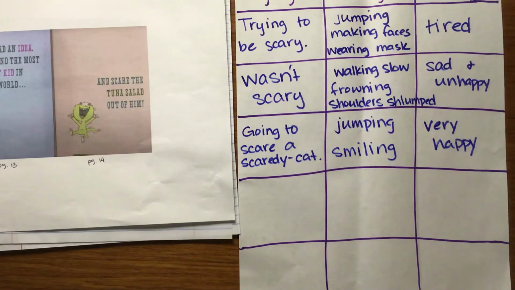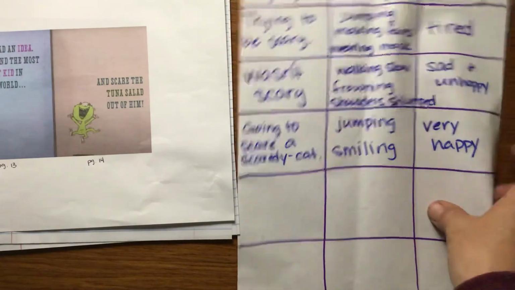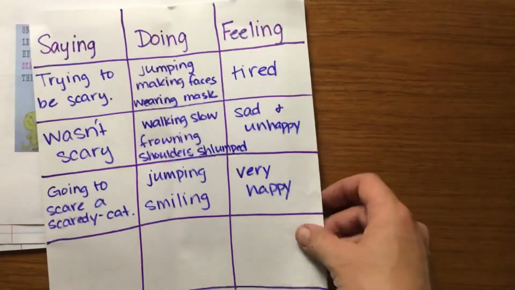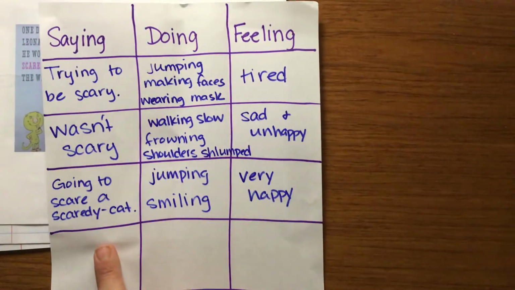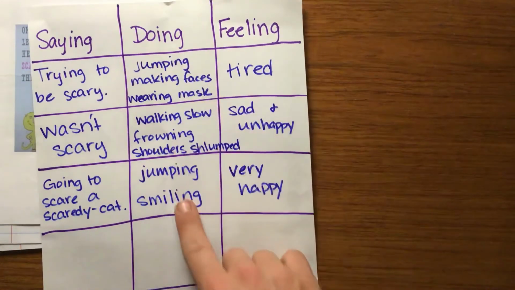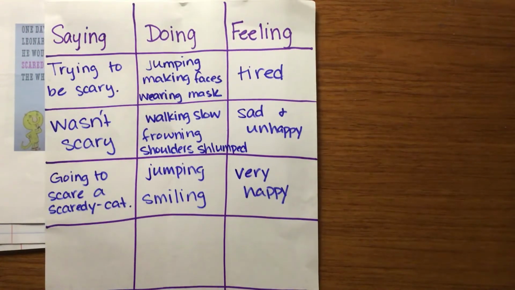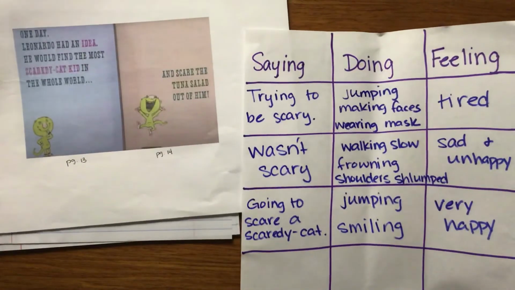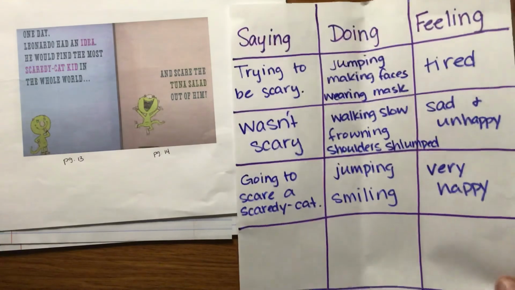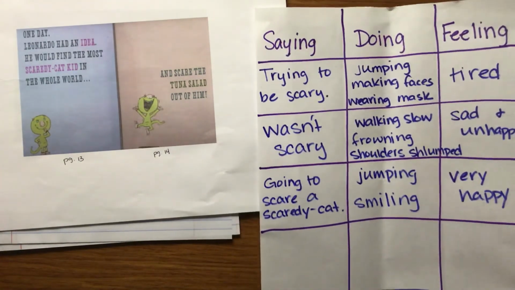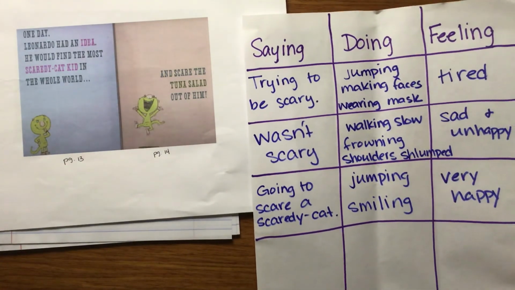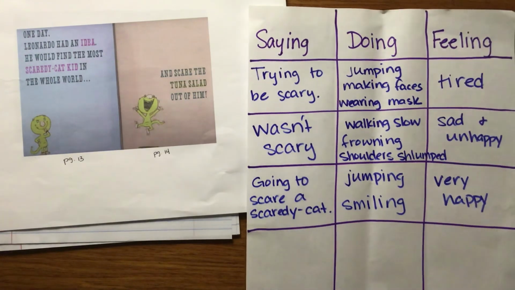Use other examples from throughout the book to complete your organizer on what the character or the text is saying and what the character is shown to be doing in the book. Then, using what they're saying and doing, determine how the character is feeling in that moment. I used examples from pages 11, 12, and 14. Try to use varied points from the book other than the 3 examples I have provided. Have fun and good luck!